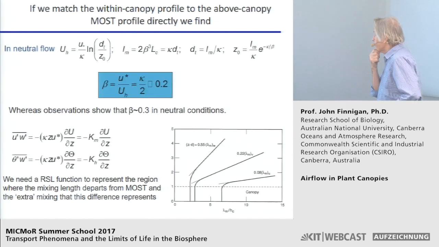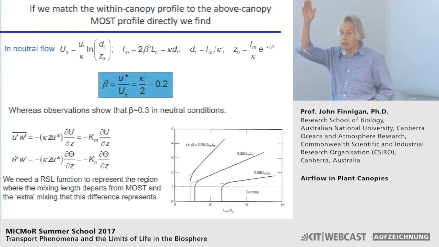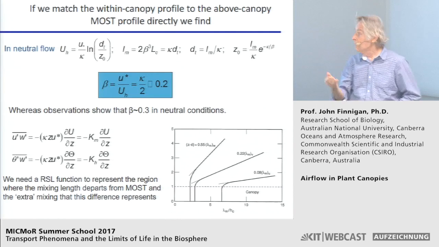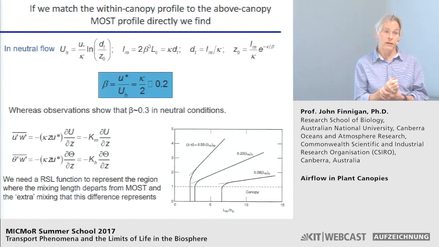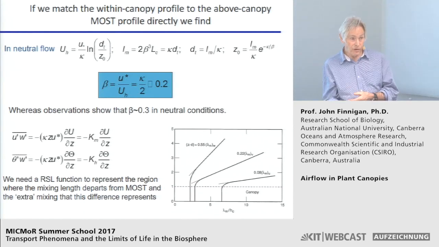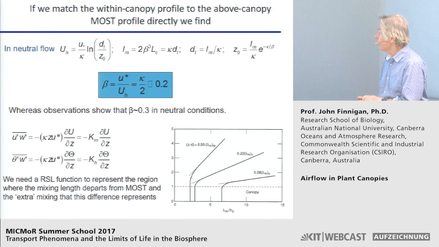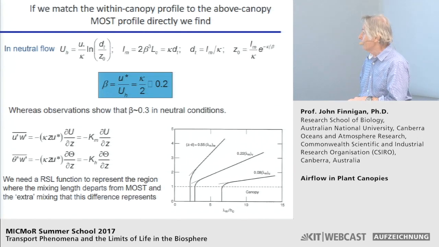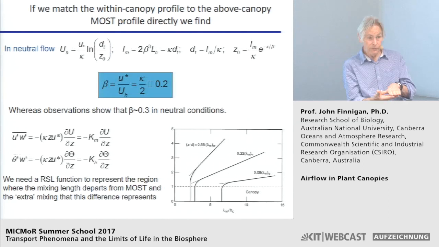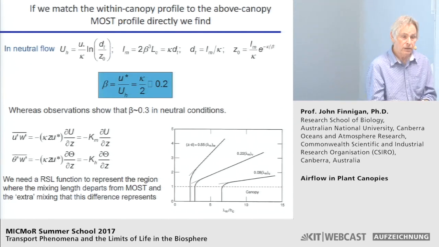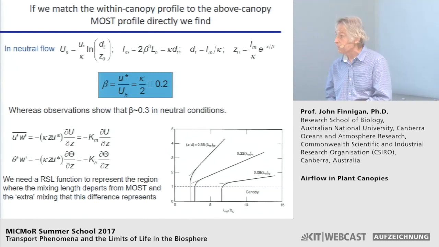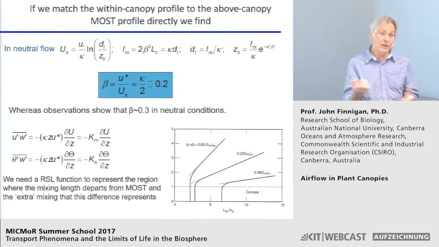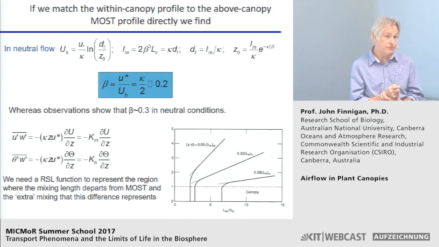Now, here's a bit of a paradox. If we take the log law above the canopy and the exponential profile within the canopy, and we match them, making fairly sensible matching conditions that the velocity is continuous and the transfer of momentum is continuous through the top of the canopy, we find that the ratio of the friction velocity, u star, divided by the wind speed at the top of the canopy is exactly 0.2, half of von Karman's constant. But observations over many, many canopies tell us that that number is really about 0.3.